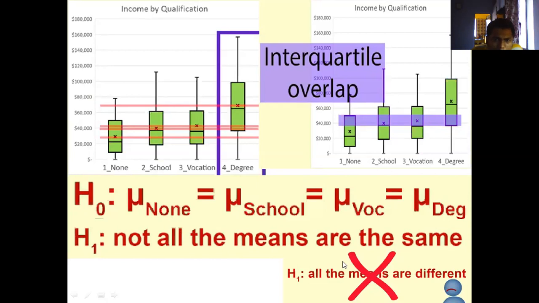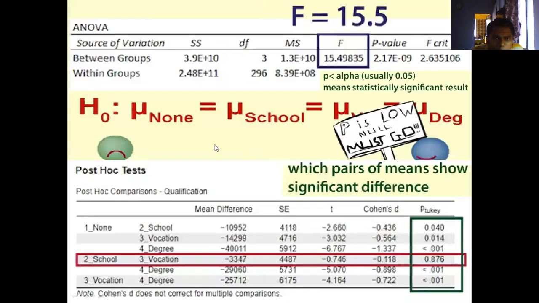So how can you understand which particular means are different and which particular means are the same? All the means may be different, but it is not necessary. So that's why we need to conduct a post hoc test. Just have a look at this one. Here in this example, you have found that the null hypothesis is rejected. P is low, so null must go. The null hypothesis is rejected, so you can consider the alternative hypothesis.